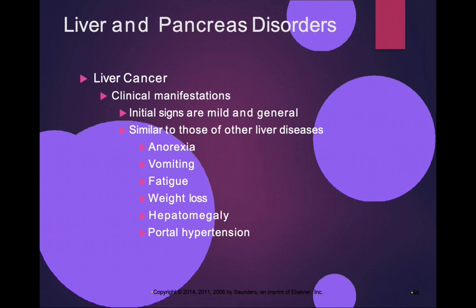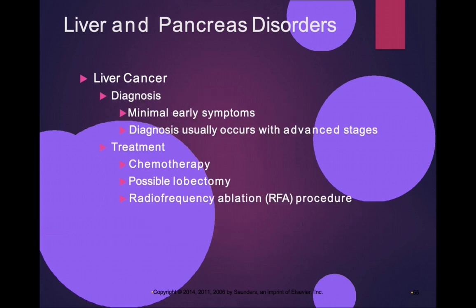The clinical manifestations of liver cancer: initially the signs are mild and general, similar to other liver disease. You get anorexia, vomiting, fatigue, weight loss, enlarged liver, and portal hypertension. Again, the hepatic portal vein. The diagnosis has minimal early symptoms, and that's because the diagnosis usually takes place at the more advanced stages. And the treatment is chemo, lobectomy, removing the affected lobes of the liver, and then radiofrequency ablation.